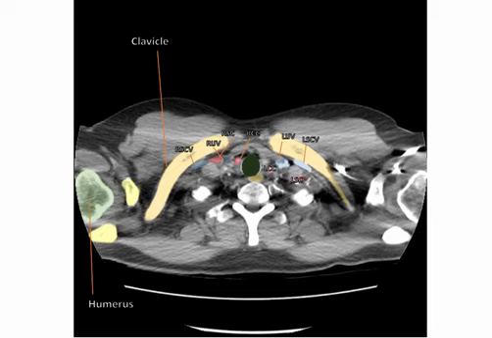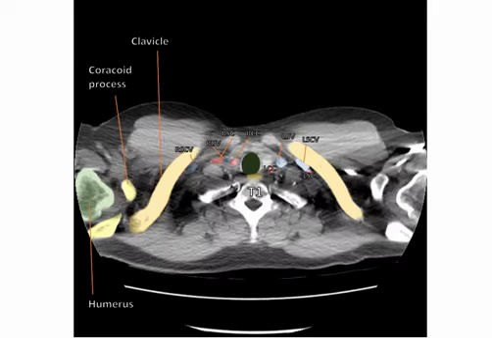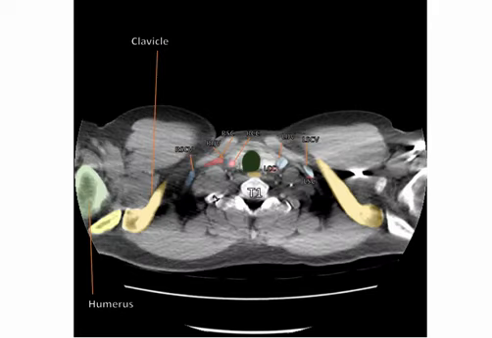Also visible at this level is the coracoid process of the scapula. We can also see the associated pectoralis minor muscle, and external to that, the pectoralis major muscle. As we proceed upwards, we can see the acromial end of the clavicle articulating with the acromion of the scapula here at the acromioclavicular joint.